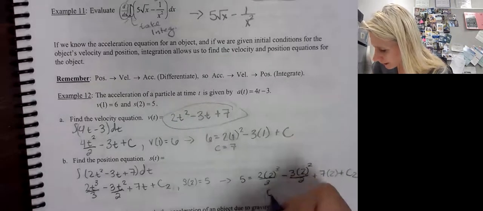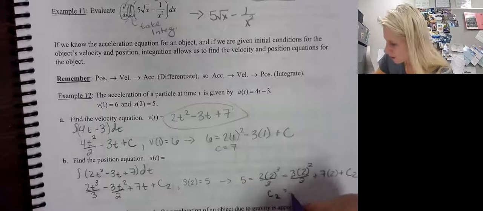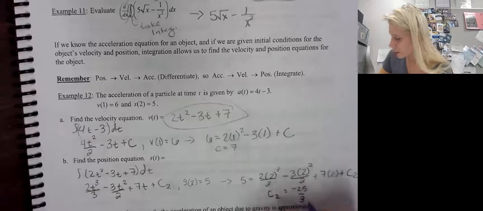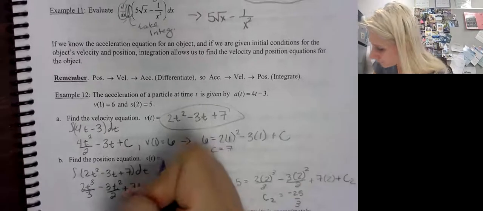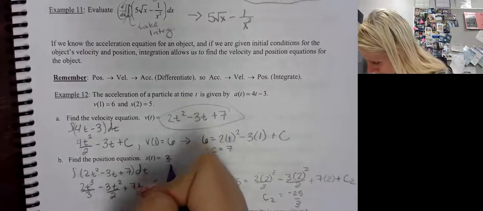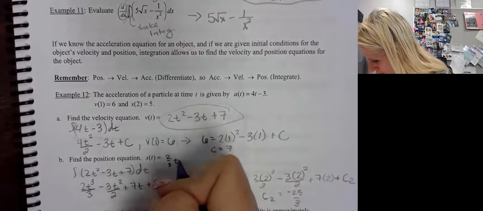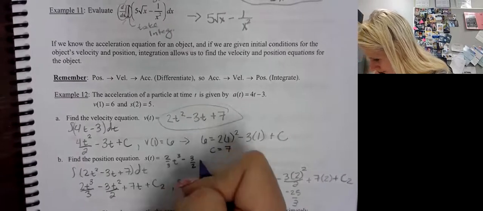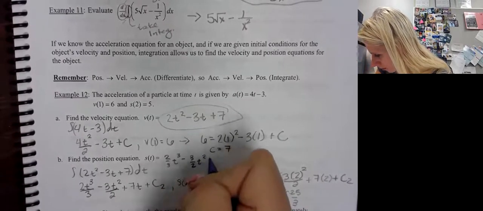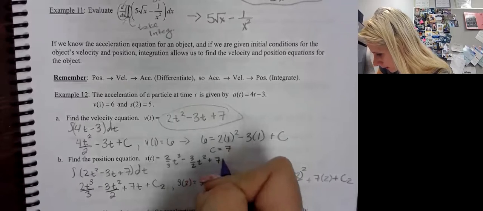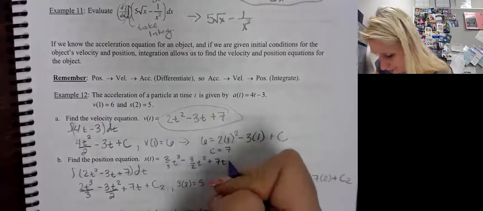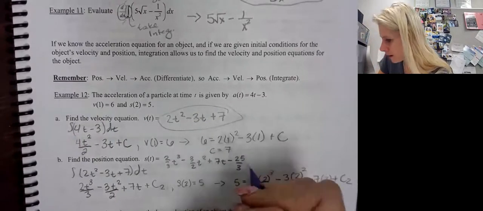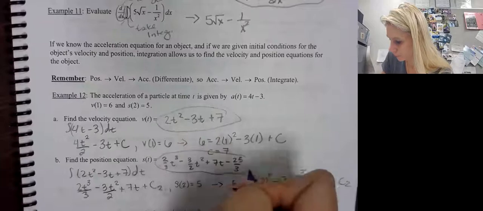c sub 2 comes out to negative 25 thirds. So that means our standard equation is 2/3 t cubed minus 3/2 t squared plus 7t. Now, because it's negative, I'm going to say minus 25 thirds. And that is our position.